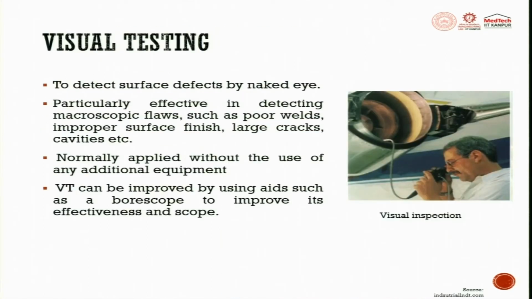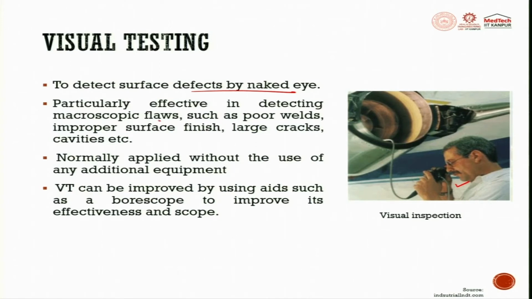Next is visual testing. As you can see here, just by visualizing, an experienced operator, an experienced engineer, could test how my material is behaving, how my system is behaving. Here an engineer is trying to test the propeller of an aircraft. Visual testing is used to detect surface defects by naked eye. Cameras are also used, sometimes also CCDs, the charge coupled devices, to get the images.